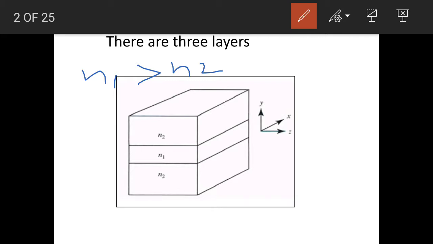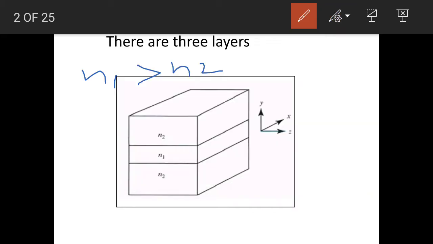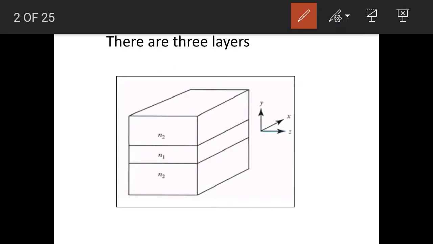The thickness of the central layer is represented by D. So D represents the thickness of the central layer of this slab waveguide. You guys can consider the rectangular coordinate system. Here is x-axis, here is y-axis, and here is z-axis.